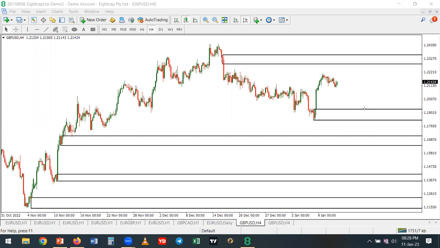And I believe at this point, we already know what a mitigated order block is and what a non-mitigated order block is.